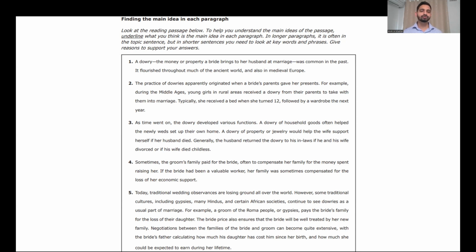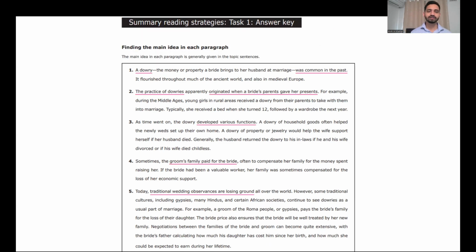All right, I hope you had a chance to read all 5 paragraphs and come up with the main point of each paragraph. Now, I'm going to read the response here for you, finding the main idea in each paragraph. Number 1, dowry, the money or property a bride brings to her husband at marriage, was common in the past. It flourished throughout much of the ancient world and also in medieval Europe.